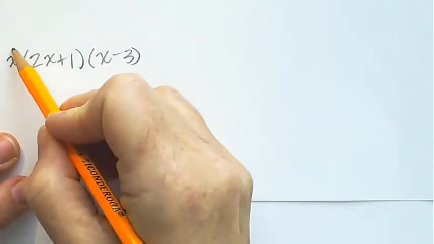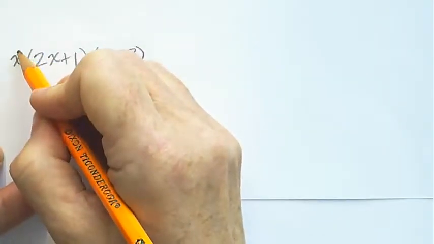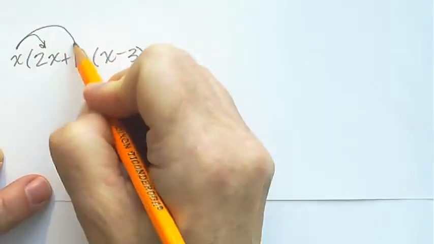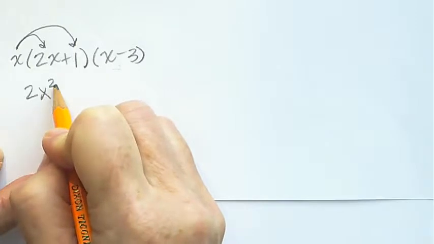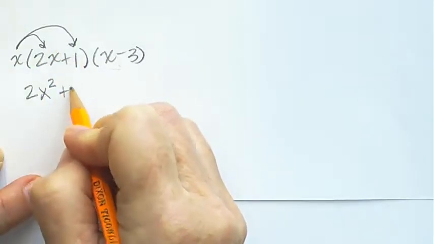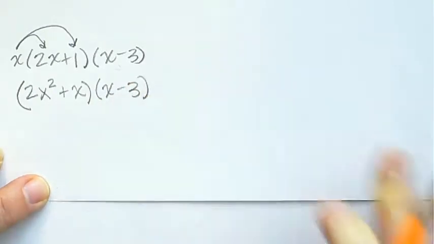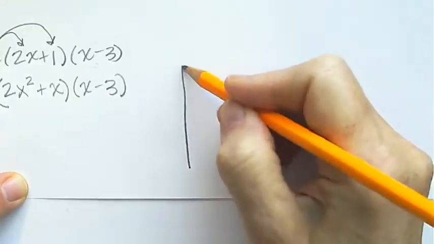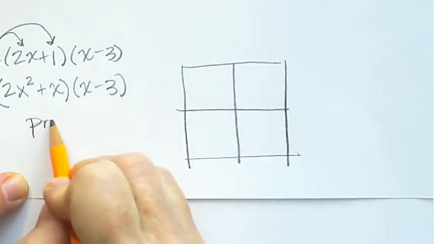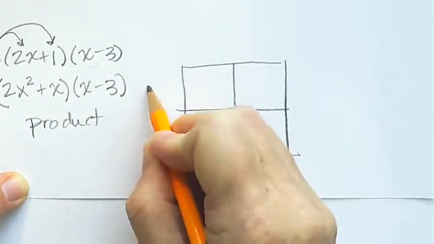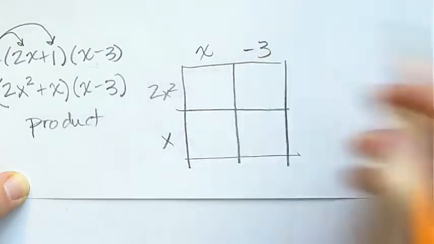Okay, we could distribute. First, we could do these two binomials. It really doesn't matter. Why don't we just go ahead and do x times 2x plus 1. So that would give us 2x squared. X times 1 is x. And then let's do an area model for these two. Okay, so this is my product. 2x squared, x, and minus 3.